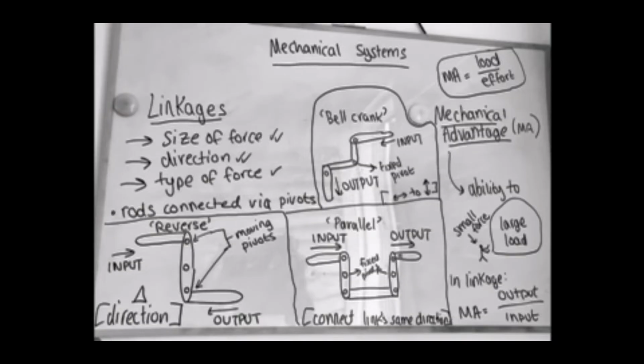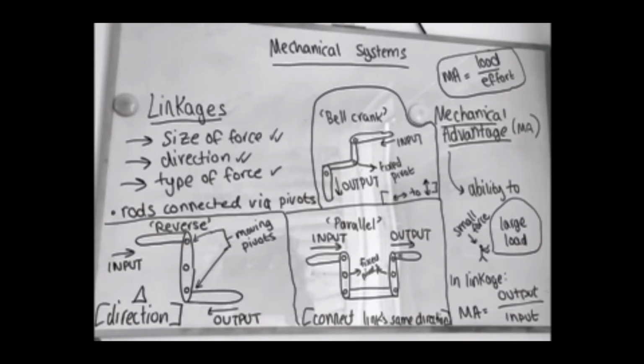Linkages are basically rods that are connected together via pivots. They're an example of a mechanical system because they either change the size of a force, change the direction of a force, or they can even change the type of force as well. So that's changing the input from the real world signal to a different output.